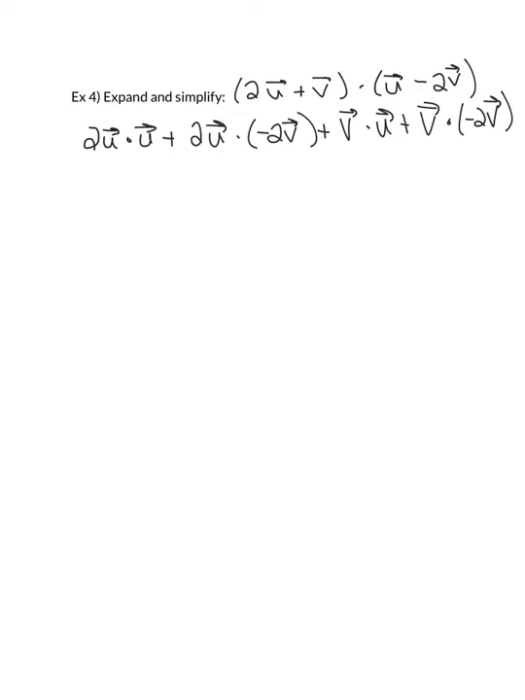Now, if I think about this first term, 2u dot u, I have a vector dotted with the exact same vector, so the angle between them is going to be 0. Now, we know that cos of 0 is 1. So basically, 2u dot u is just 2 times the magnitude of u times the magnitude of u times 1. So 2 times the magnitude of u squared is how we can simplify that first term.